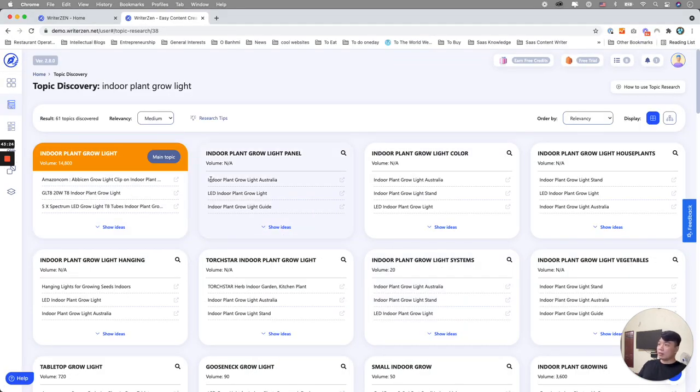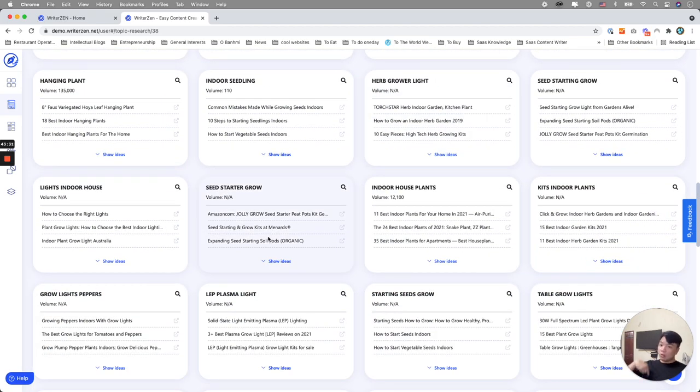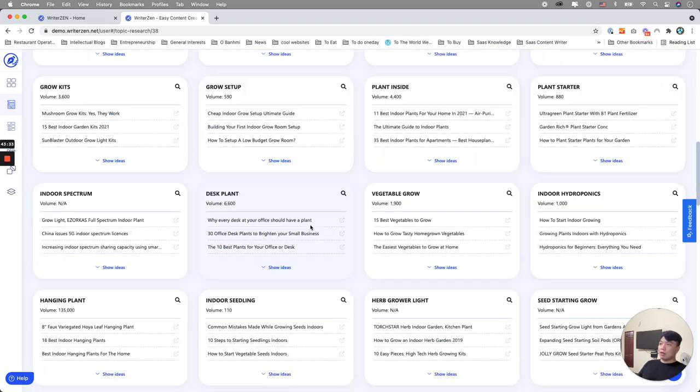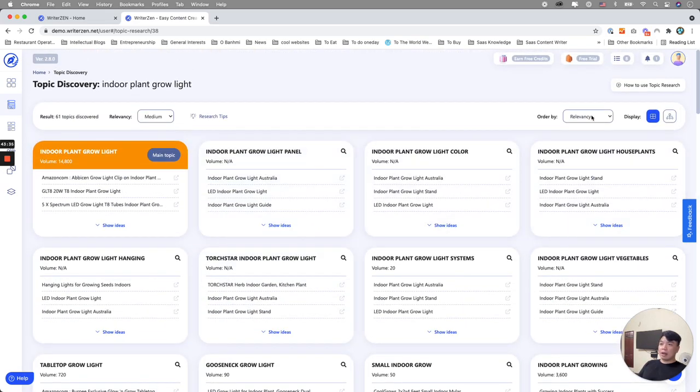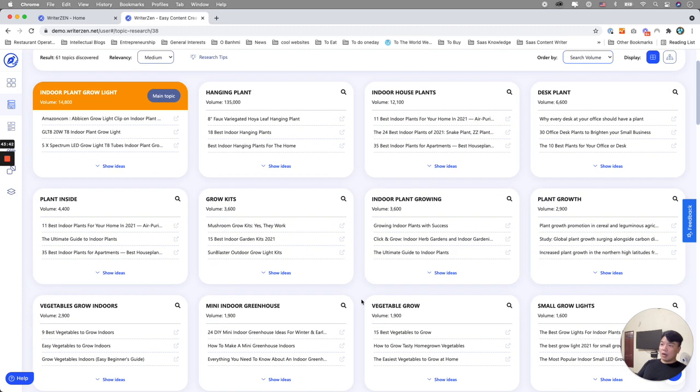Oh, here the grow light is ready. So then if you search for it, now you have another 61 topics, right? And you go through the same process again. You start looking for topics that have high relevance to put into your things, and then you look for search volume, like grow kits, for example, that would actually relate to that particular indoor grow light topic, and you build another layer of knowledge, right?